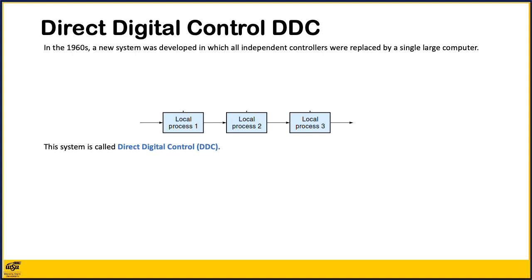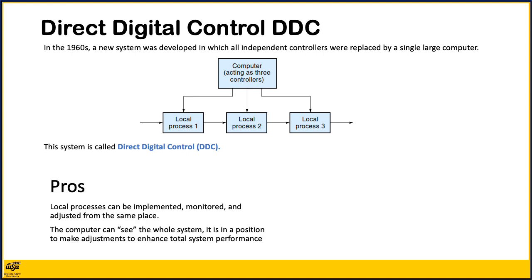In the 1960s, a new system was developed in which all independent controllers were replaced by a single large computer. This system is called Direct Digital Control, DDC. The advantage of this approach is that all local processes can be implemented, monitored, and adjusted from the same place. Also, because the computer can see the whole system, it is in a position to make adjustments to enhance total system performance. The drawback is that the whole plant is dependent on that one computer. If the computer goes offline to fix a problem in one process, the whole plant shuts down.